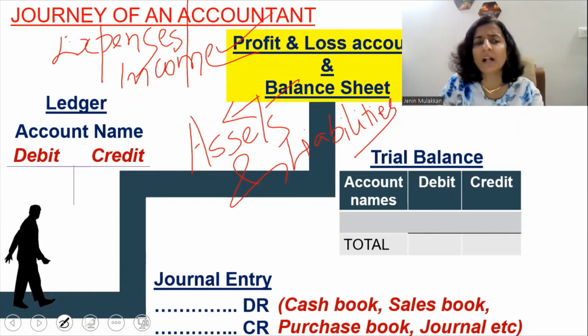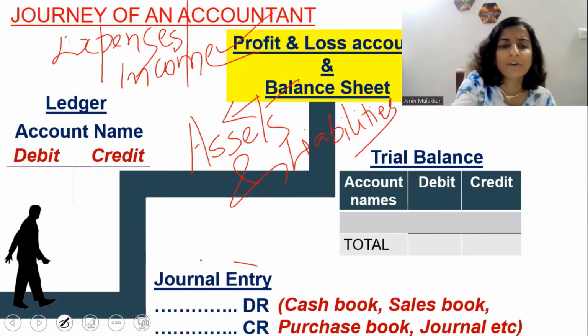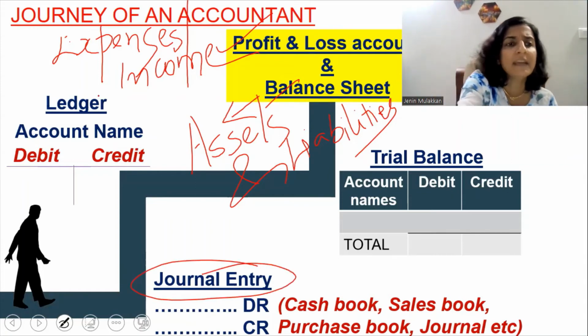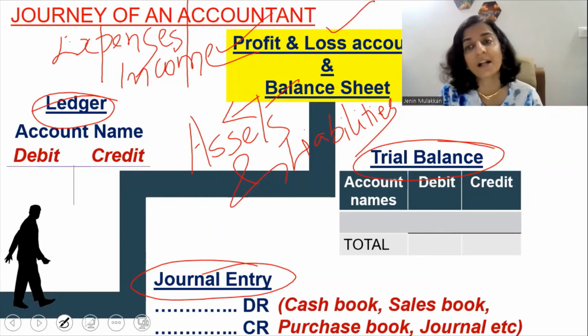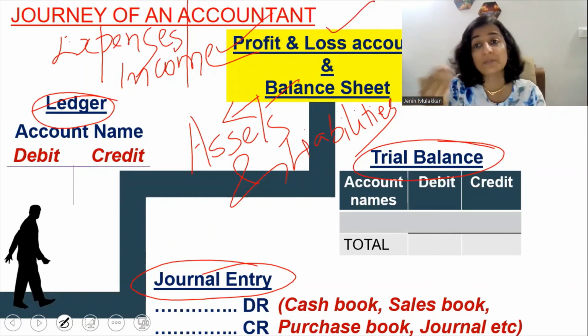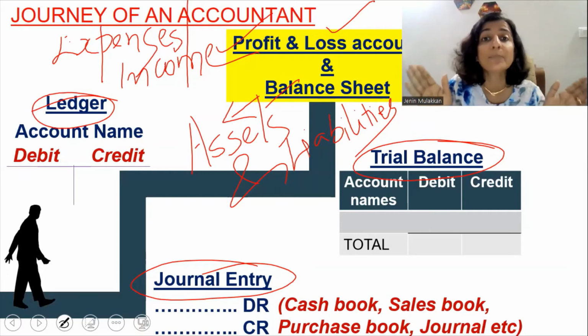So that's the job of an accountant. Just 4 steps. First, record the journal entry, then comes the ledger, then comes the trial balance, and finally, you extract the profit and loss account and the balance sheet. That's the ultimate purpose, because finally, we want to know what is the profit that we have earned and what is the position of assets and liabilities at the year end.